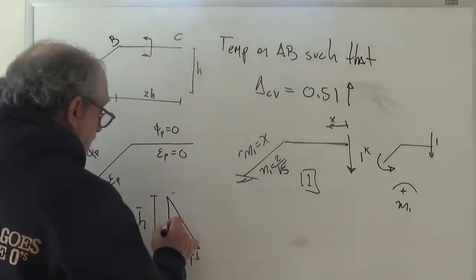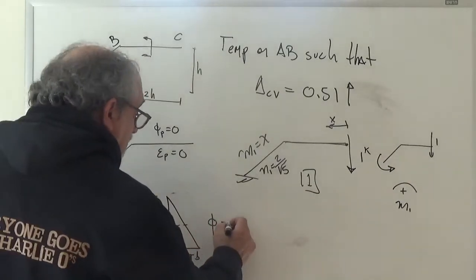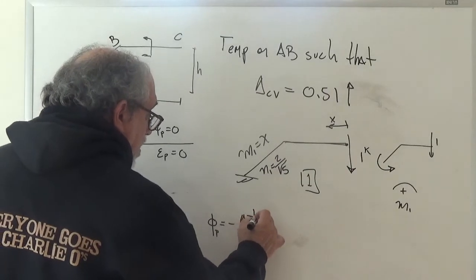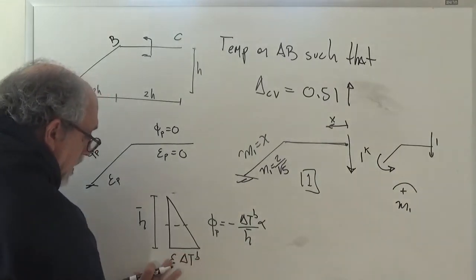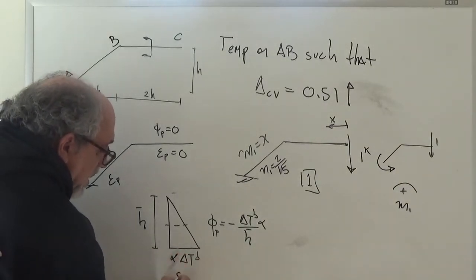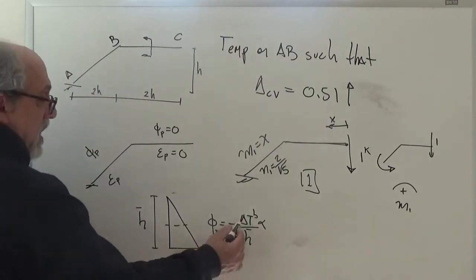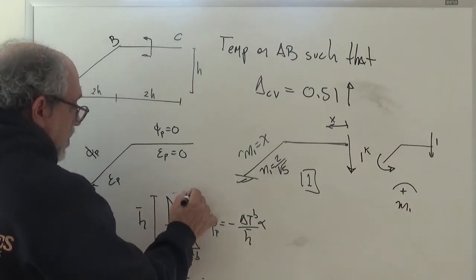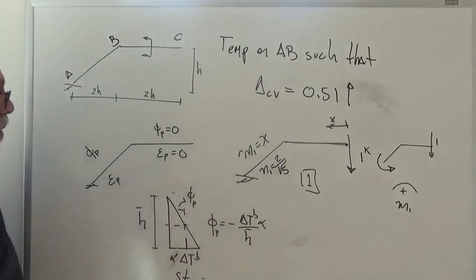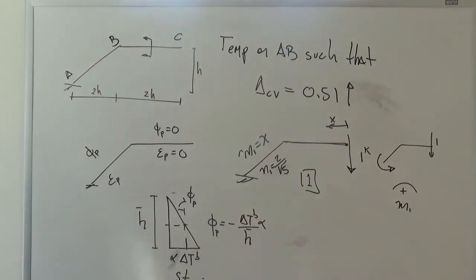I'm going to get a phi P due to the temperature, which is going to be minus delta T at the bottom over H bar times alpha, right? Because this is going to be alpha. These are the strains. So the coefficient of thermal expansion times delta T is my strain divided by H bar is my curvature. So this is the angle. That's the curvature due to temperature.